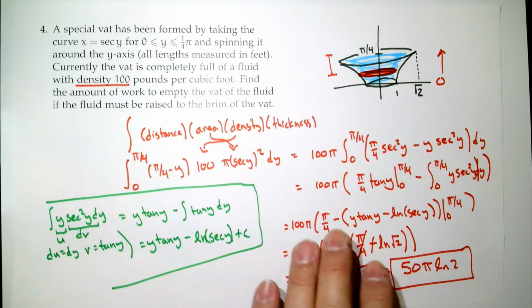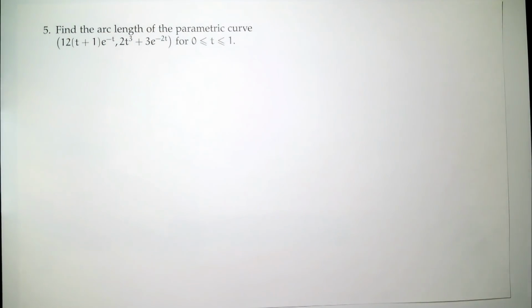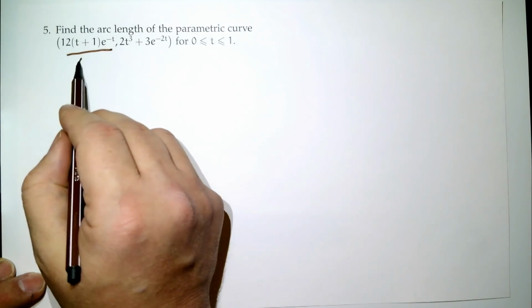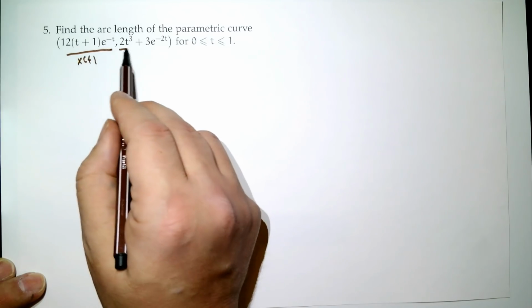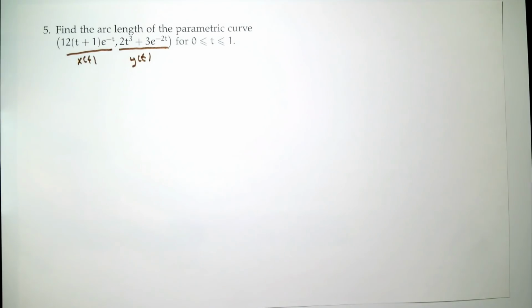All right. Number 5. Find the arc length of the parametric curve 12 times (t plus 1) e to the minus t, comma, 2t cubed plus 3e to the minus 2t. Now you'll see here that we've written it in parametric, which means that this first part is our x of t, and our second part is our y of t. So we have our x of t, y of t.